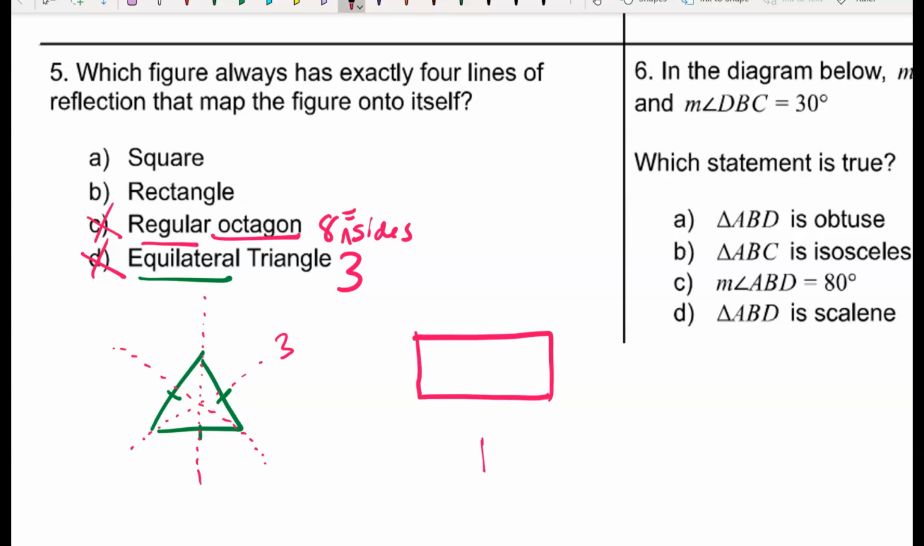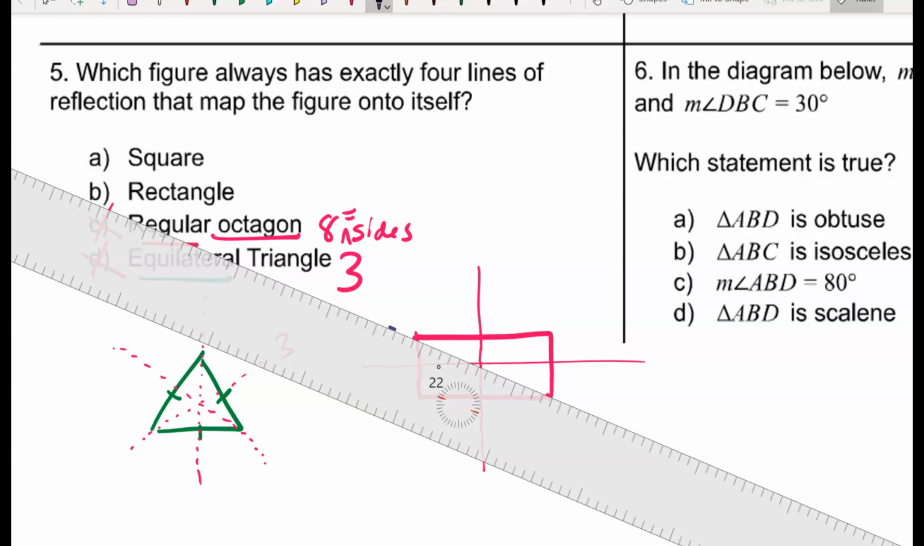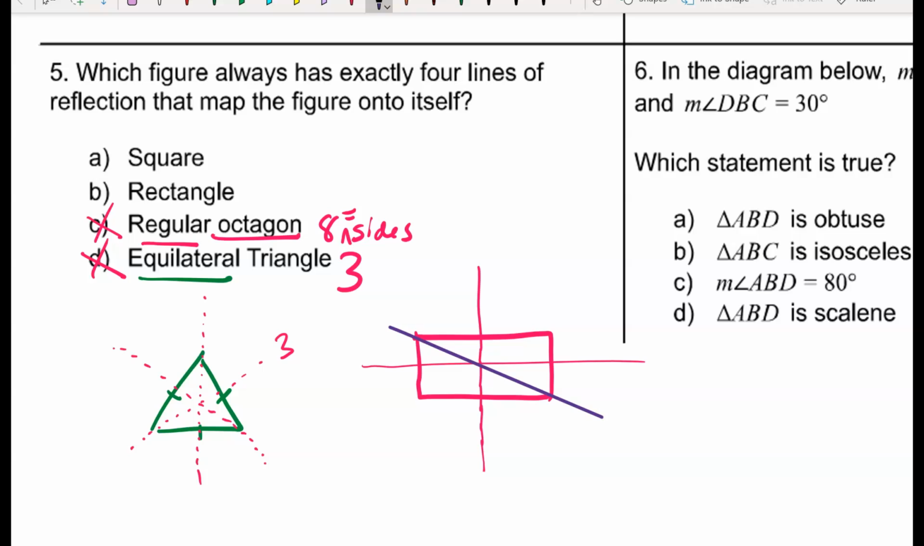A rectangle definitely has 1 going up straight through in that direction, and it has a second one if I fold it across the middle right there. But if I take a look at one of these diagonals, notice that it doesn't line up perfectly. So if I try to look at that as one of my lines of reflection, I'll erase the other 2. If I flip this point over the line of reflection, it would land somewhere right there. And if I take that corner and flip it over the line of reflection, it would land somewhere right there. And the whole idea is that I want my figure to land on top of itself. So this figure isn't going to work out with more than 2. So a rectangle only has 2 lines of reflection.